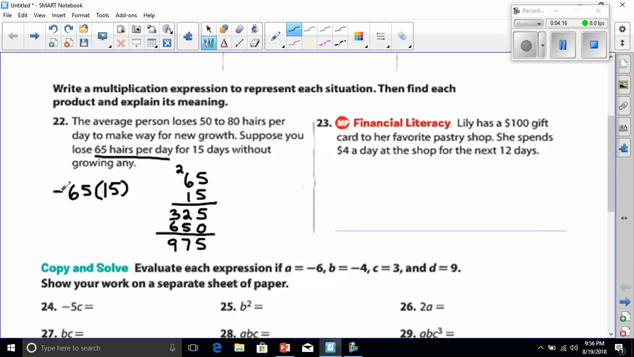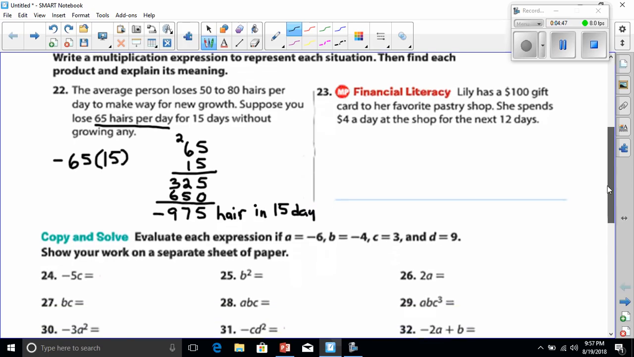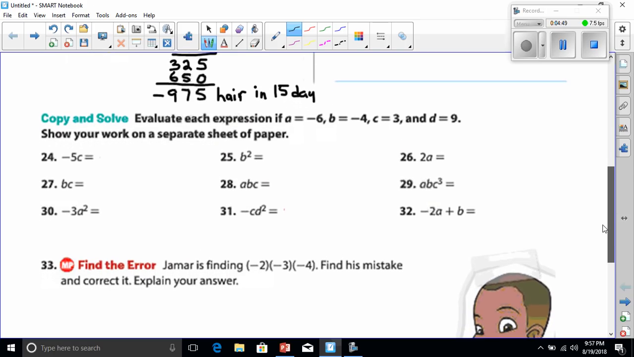But remember, a negative times a positive will equal a negative. So we're going to lose, that's negative 975 hairs. Oh, I'm sorry, hairs in 15 days. And that would be our answer. Let's go ahead and work number 24 now.